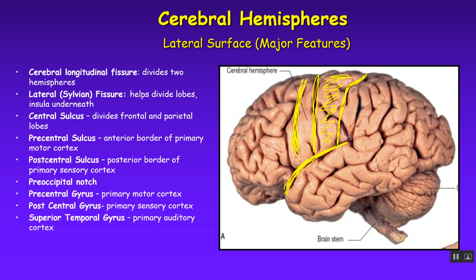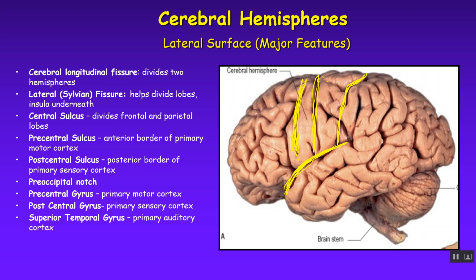And again, that homunculus looks almost identical to the motor one, where face is down towards the lower part, towards that lateral sylvian, then hand, upper arm, trunk, and leg going over the medial surface. Okay, that's the primary sensory strip. So we've got those defined.